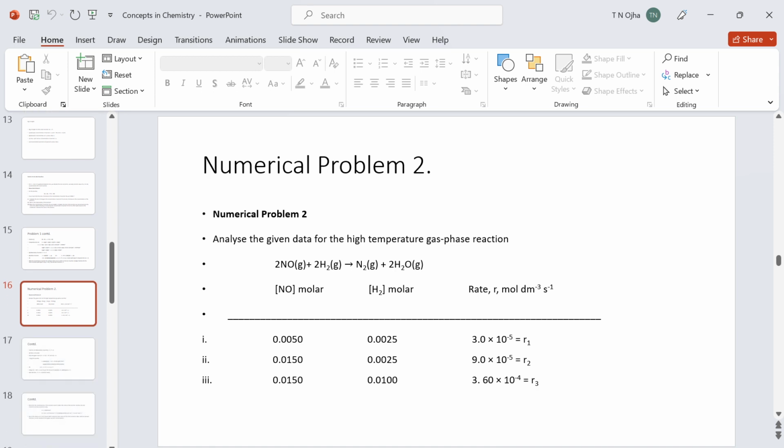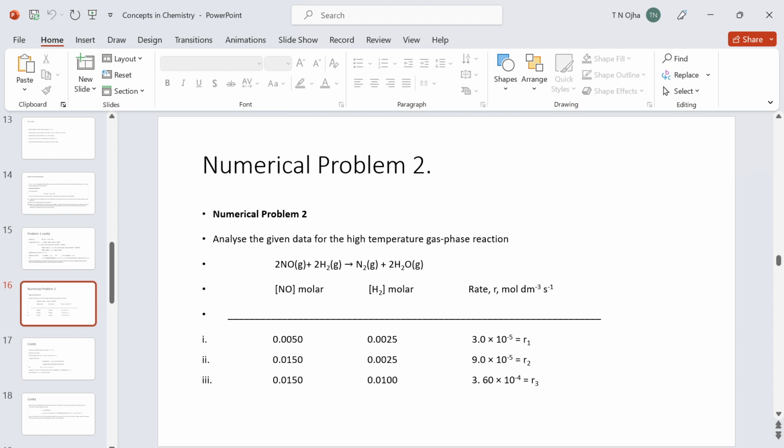Another numerical problem. Analyze the given data for the high temperature gas phase reaction: 2NO gas plus 2H2 gas gives N2 gas and 2H2O gas. The data are given here.